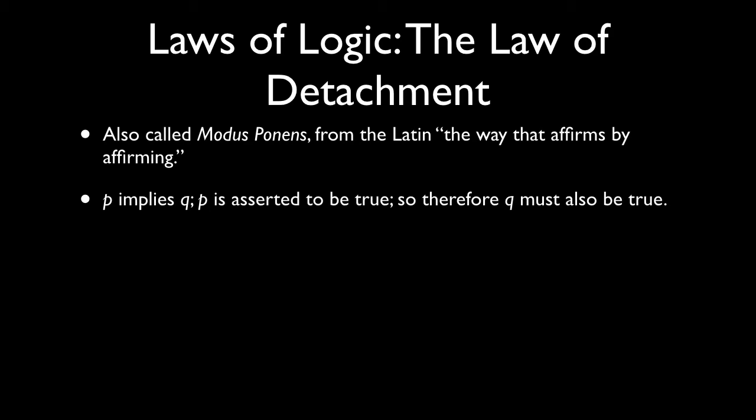We assume that the if-then P implies Q is true. P is then asserted to be true for some specific value. We can conclude that Q must also be true. In symbols, we say P implies Q, and then P is true, which therefore implies that Q must be true.